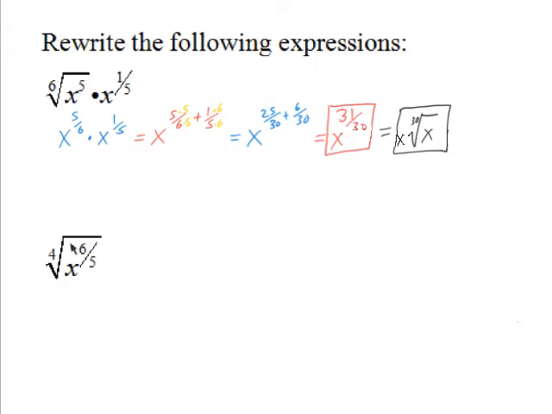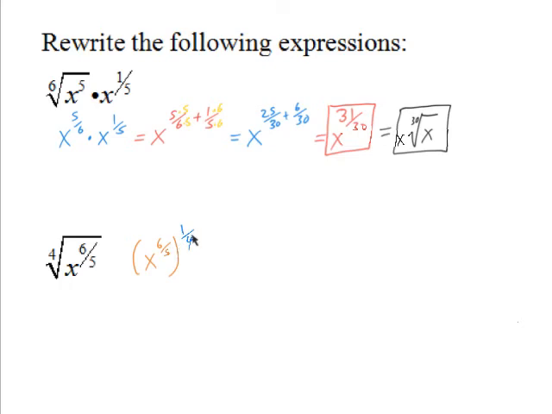So to do this one, well, I'm going to rewrite this to start with. I'm going to change this fourth root into a 1/4 power. So watch how that looks. I'm going to leave x to the 6/5, but I'm going to take it to the 1/4 power, because a fourth root is a 1/4 power.